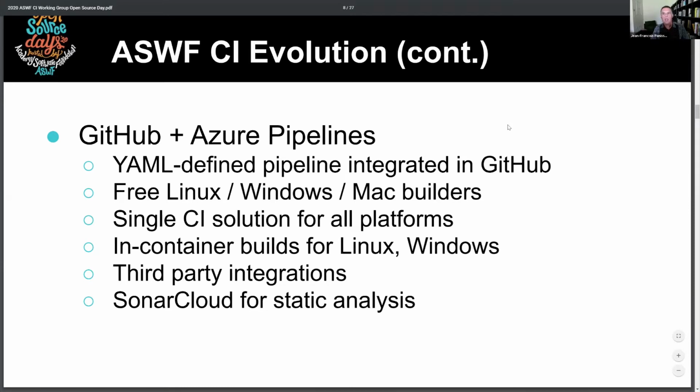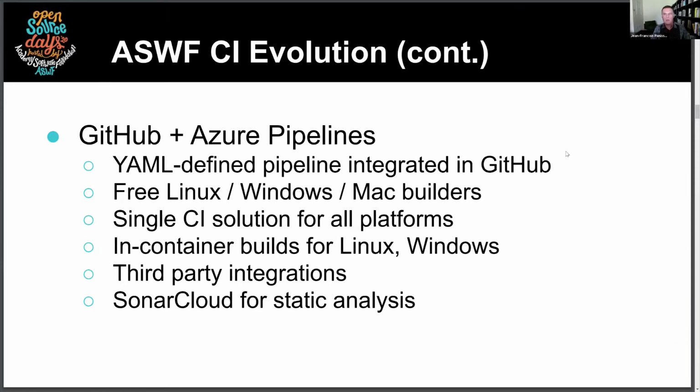Okay, so when the Academy Software Foundation was first set up, CI was identified as one of the initial deliverables. And the initial implementation was based on a reference design that the Linux Foundation had used for some of the other foundations that it had helped put in place.